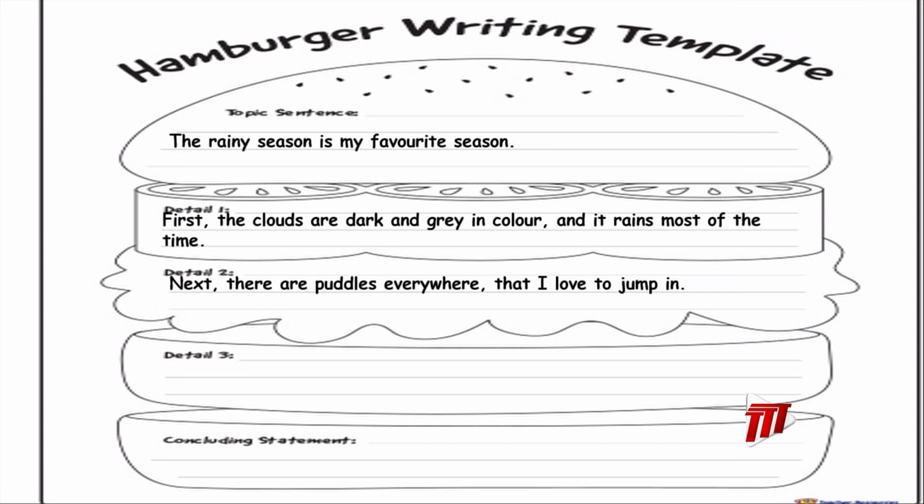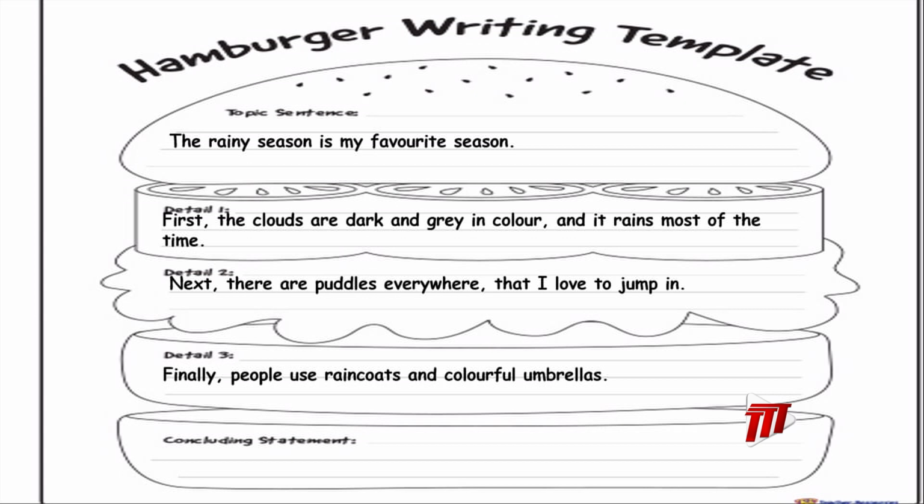Next, there are puddles everywhere that I love to jump in. So this is also telling us why the rainy season is your favorite. And we have to remember our transitional word next. Our next sentence: Finally, people use raincoats and colorful umbrellas. So this is your final sentence, which is telling us why the rainy season is your favorite.